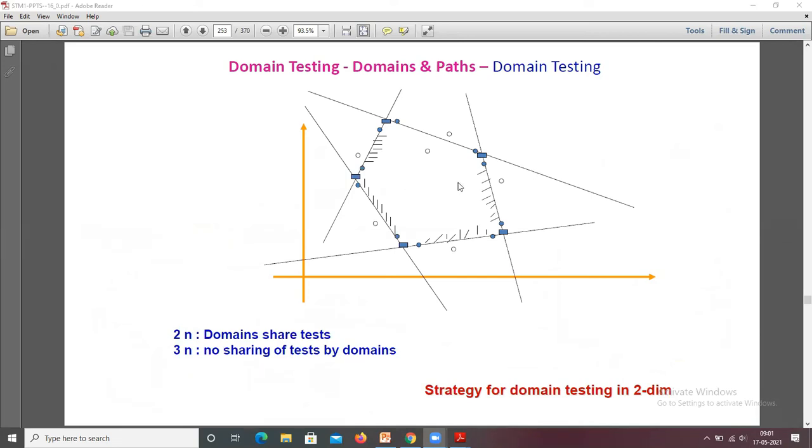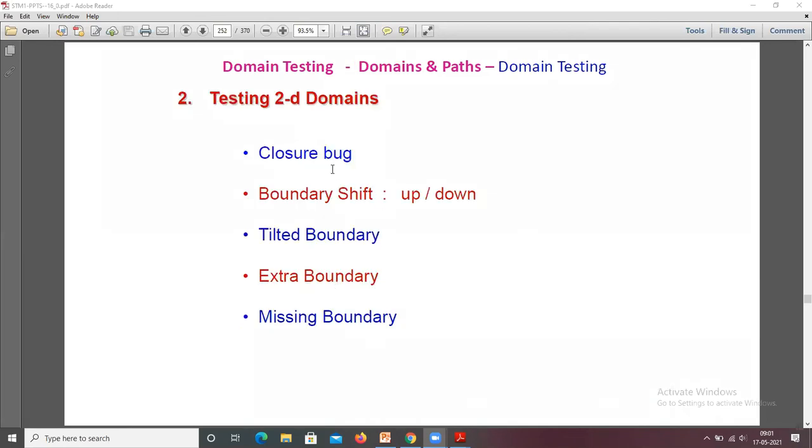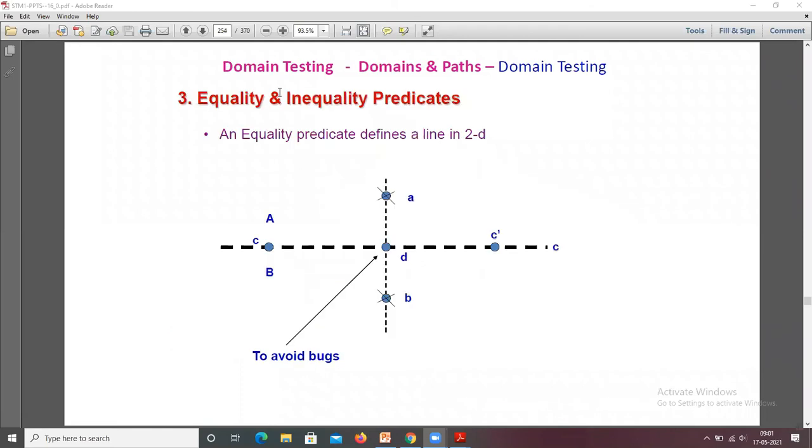Okay, so these are the domain shape tests, 2n and 3n. So the domain tests we discussed up to now: closure bugs, boundary shifts up or down, tilted boundaries, all these things. Next, coming to the third one.